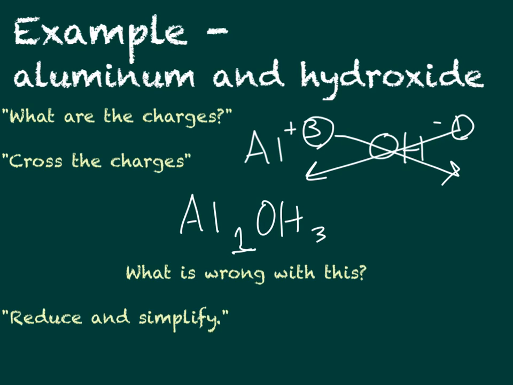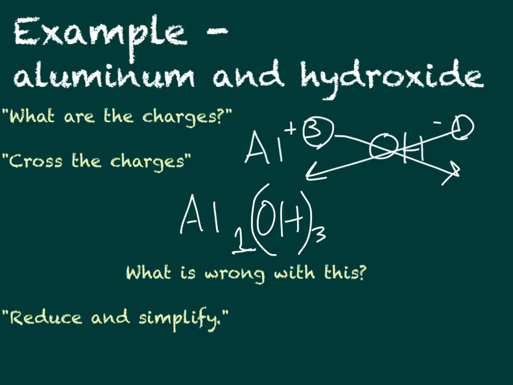Well, a couple of things. First of all, chemists don't write a 1, so I'm going to get rid of that. Second of all, hydroxide is a polyatomic ion, and I've added a subscript. If I were to leave this formula alone, it would say I have 1 atom of aluminum, 1 atom of oxygen, and 3 atoms of hydrogen. But that's not what we have. We really have 1 atom of aluminum and 3 hydroxide groups. So what I need to do is add parentheses around the OH.